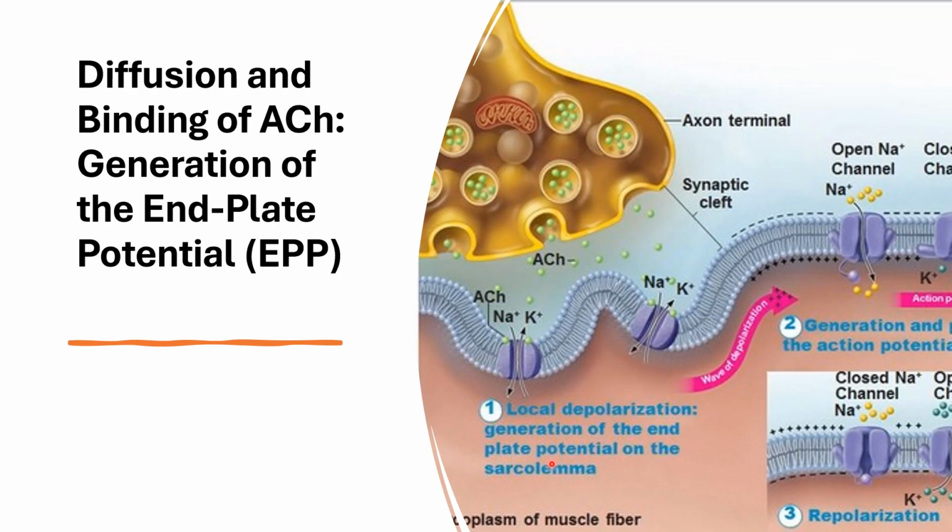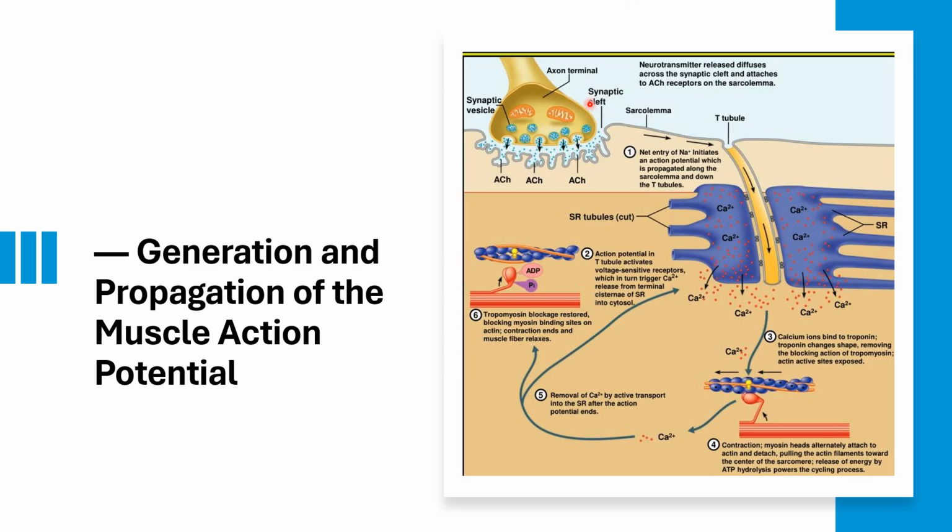Now, unlike the action potential, the EPP is graded and non-propagated, but when it reaches threshold around minus 55 millivolts, it activates adjacent voltage-gated sodium channels in the sarcolemma, initiating a self-propagating muscle action potential. The muscle action potential rapidly spreads along the sarcolemma and penetrates into the T-tubule system, ensuring synchronous excitation of the entire fiber.